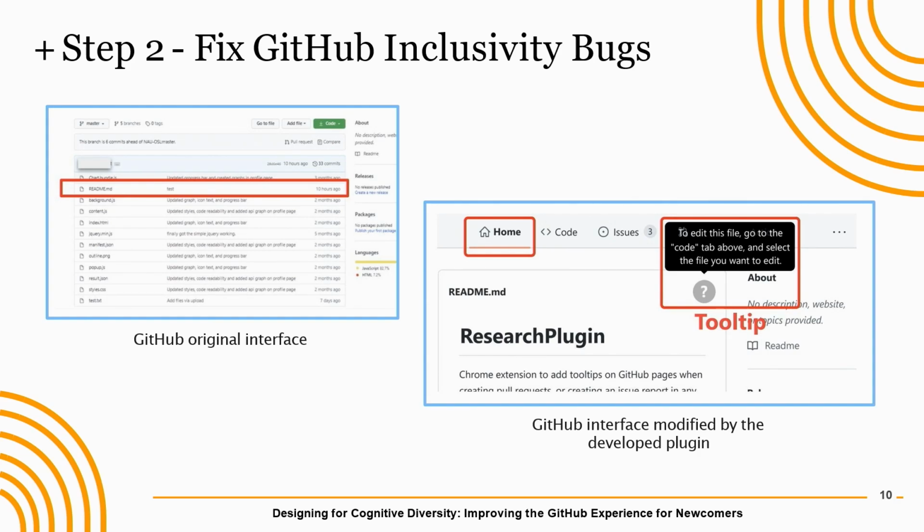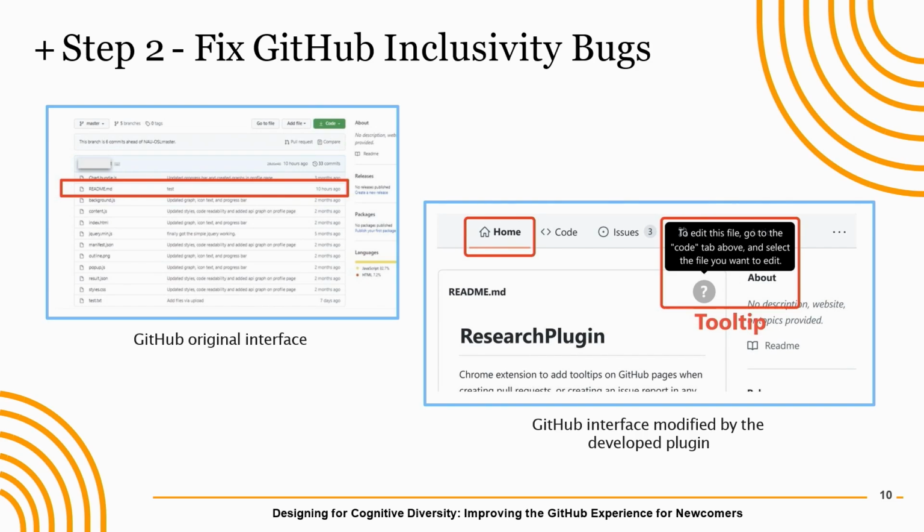So in step 2 of our research method, we propose the fixes. In the previous step, we ran GenderMag and did a cognitive walkthrough to see how users with these different personas would use GitHub. Based on that, we found some GitHub inclusivity bugs. Then in the second step, we propose fixes according to the challenges a user with each persona would have faced. Here are just a few examples; I'm going to talk more about them in the next slides.